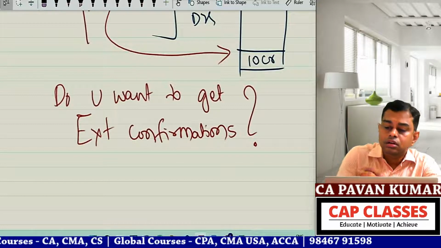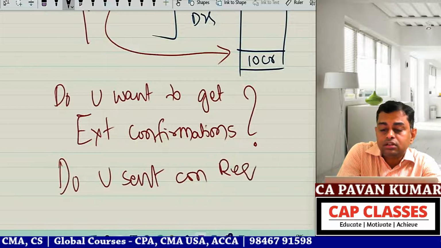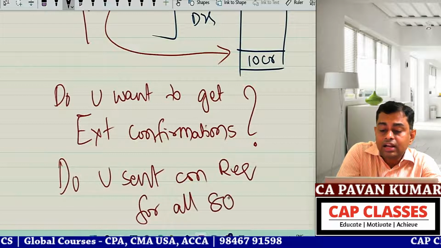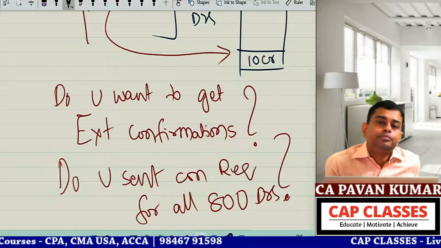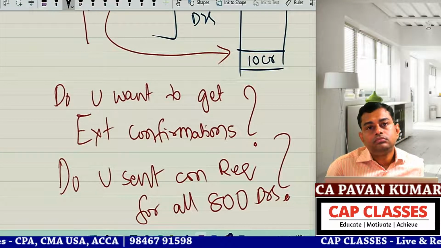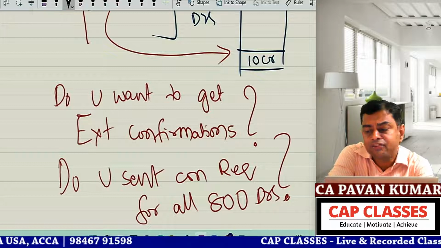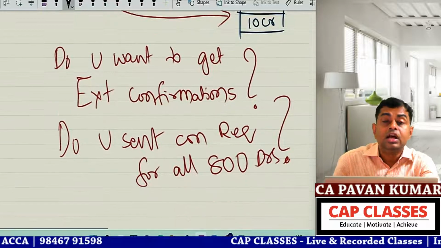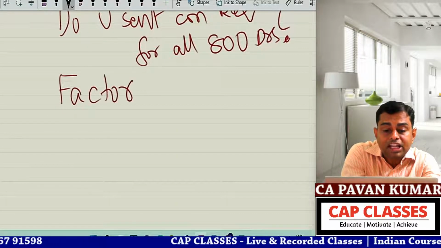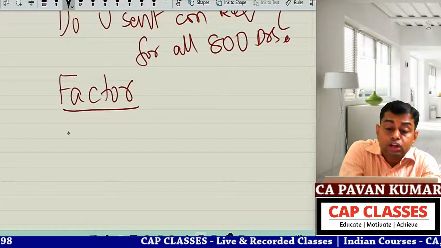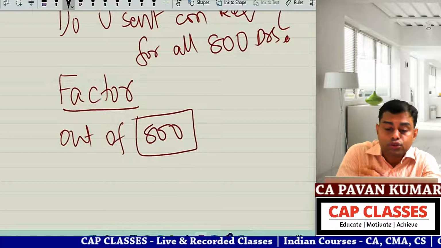Correct. Do you send confirmation request for all 800 debtors? Are you mad? Have you lost it? Why the hell you are sending this? Now you tell me, what is the factor based on which you choose out of 800? Out of 800, how will you choose?